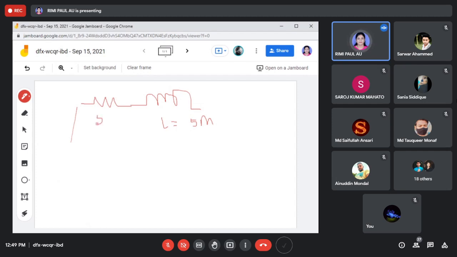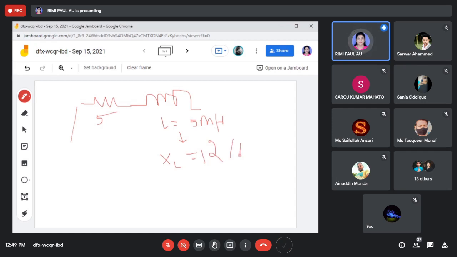This is 5 and it is given 5 millihenry. You cannot write 5 plus J5. You cannot write it. First you have to convert it in ohm. So how to convert it? XL is equal to 2 pi FL.